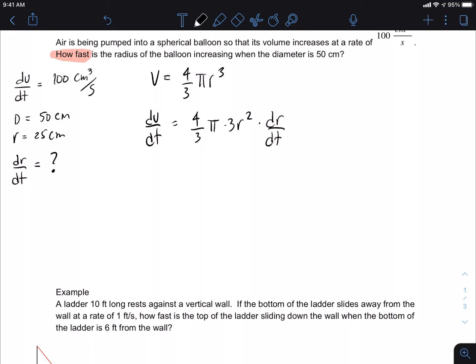Yes. 100 centimeters cubed. Yeah, it's 100, right? We'll take care of the units later. We know that's going to be 4 pi. Do we know what r is? 25 centimeters. That's right. So we know that that's 25, and then we're going to square that.